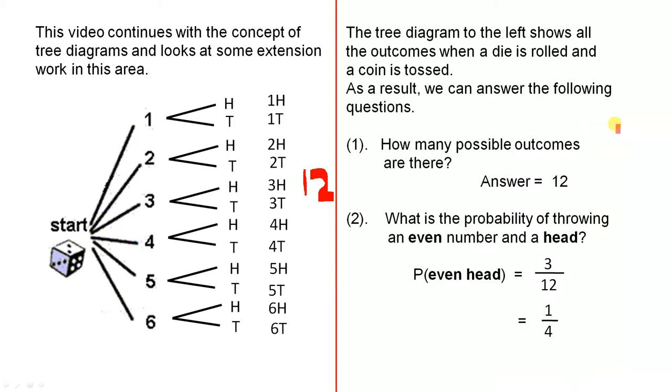So, how many possible outcomes are there? The answer is 12. What is the probability of throwing an even number and a head? Right, so it has to be an even number then a head. Well, here it is: 2 head, because 2 is even, head. 4 head, even, head. 6 head, even, head. There are only 3 of those possibilities. So it's 3 over 12, which is 1 over 4.